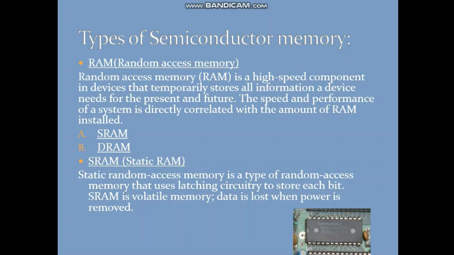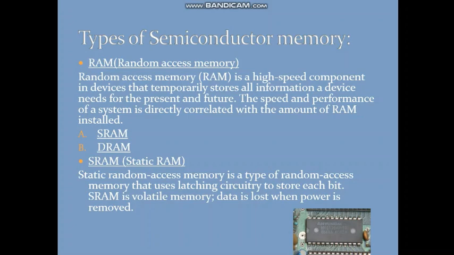RAM is random access memory. It is a high speed component in a device that temporarily stores all the information. It is a volatile memory. If the power shuts down, the memory will be lost. It has two types, SRAM, static RAM, and DRAM, dynamic RAM.